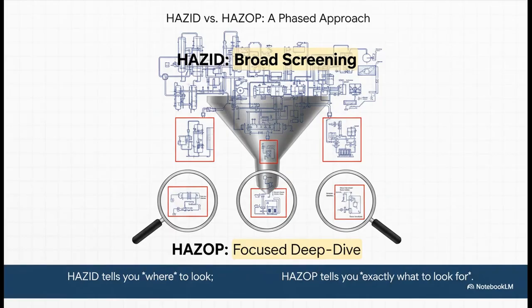What this does is it creates a highly efficient workflow. The HAZID happens first. Its output, that hazard register, identifies the systems with the highest risk or the most complexity. And this allows the project team to focus the incredibly resource-intensive HAZOP study precisely where it's needed most, instead of trying to boil the ocean. You can think of it like this. HAZID tells you where to look, and the HAZOP tells you exactly what to look for.